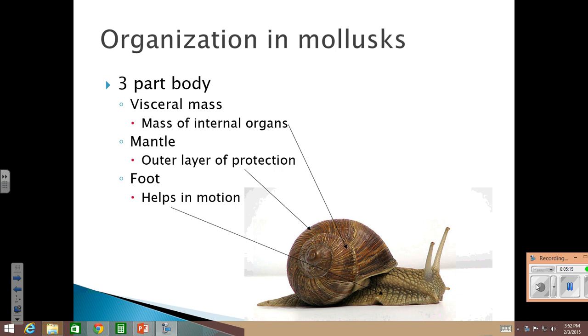A mollusk is organized with a three-part body plan. So there's the visceral mass, which is basically a mass of organs containing the stomach and the heart and all the basic organs. The mantle is going to be like a shell or outer exoskeleton, and then a foot is going to help it move. So in a snail, the foot is actually the main body part, but it's the part that's going to aid in movement.